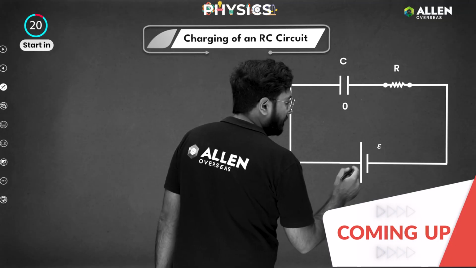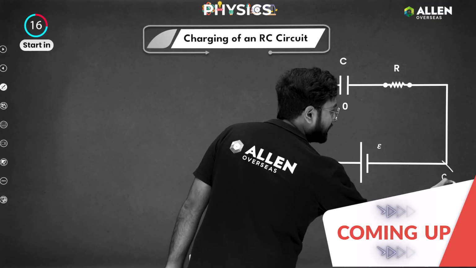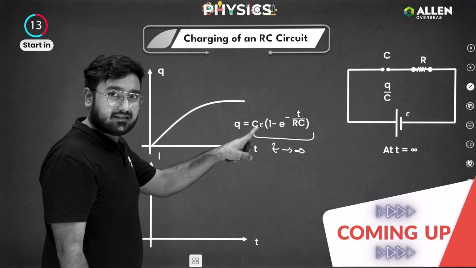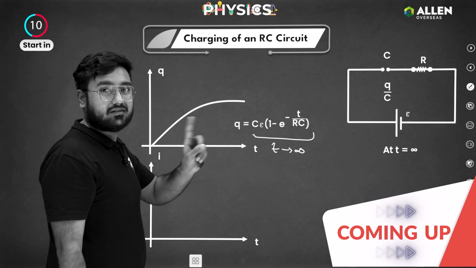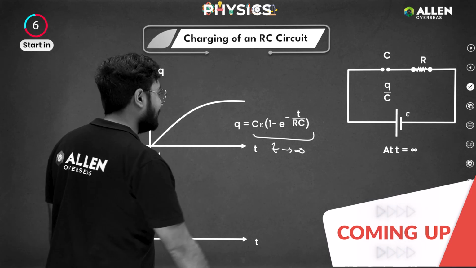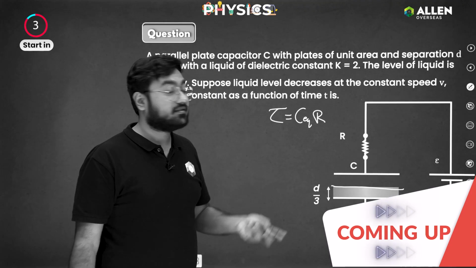Look at this circuit and consider the potential at this point as 0. So this is according to mathematics, but that's not how reality works, isn't it? Tau is C equivalent into R, so we need to calculate C equivalent.